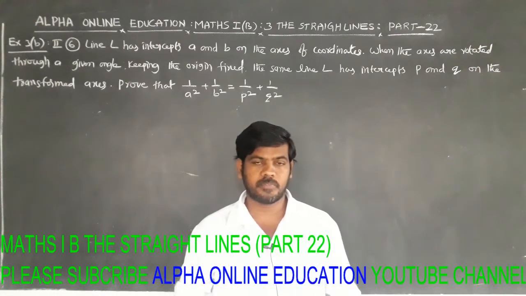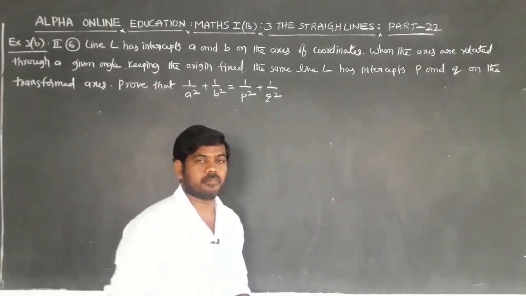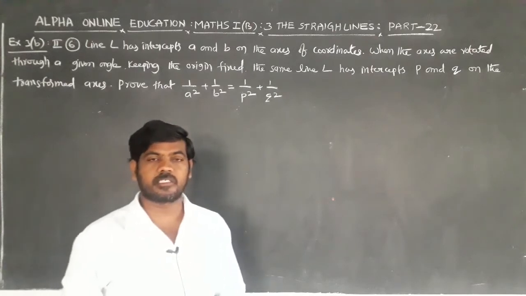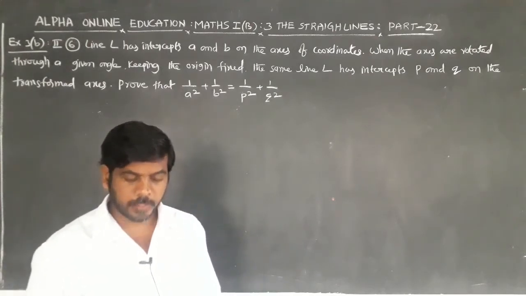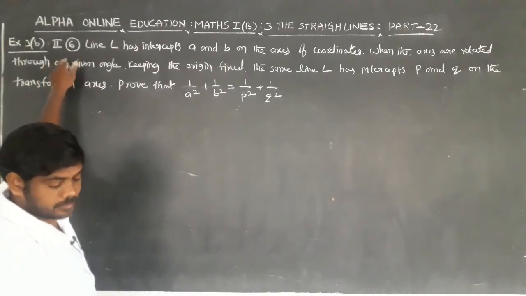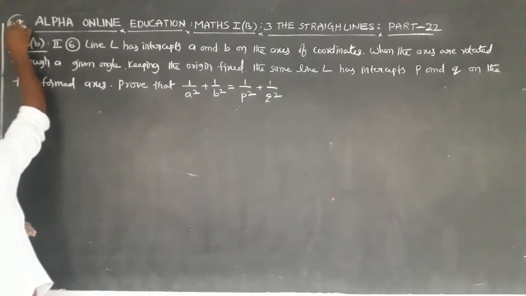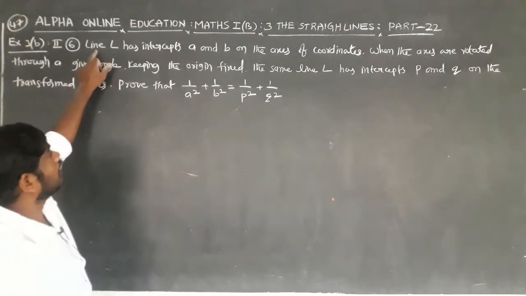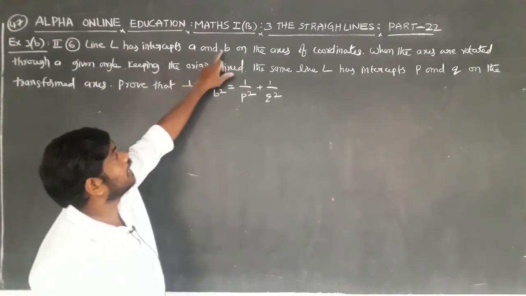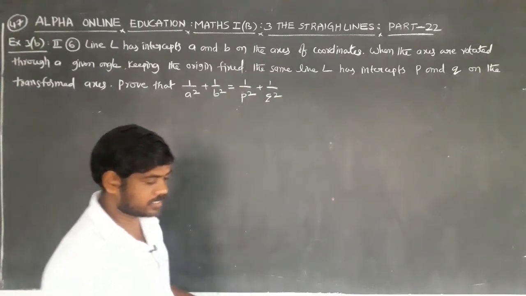Two problems. The first one is the most important problem: Mathematics 1B, third chapter, The Straight Line, Exercise 3(b), second part, sixth problem, page number 47 in the textbook. The line L has intercepts small a and small b on the axes of coordinates.